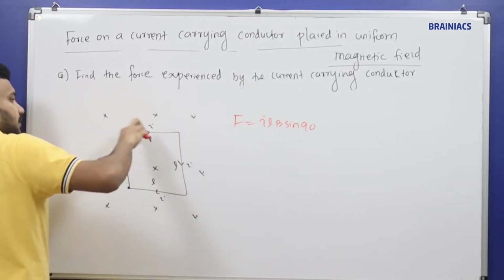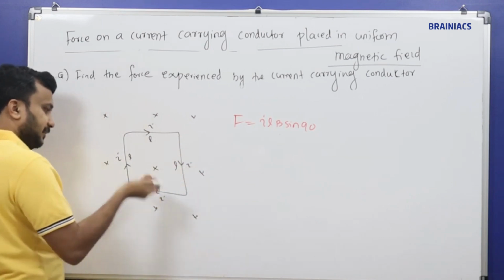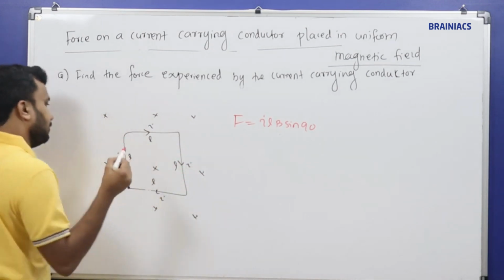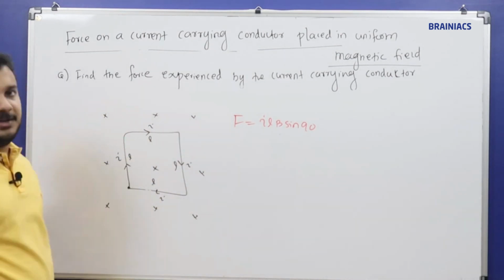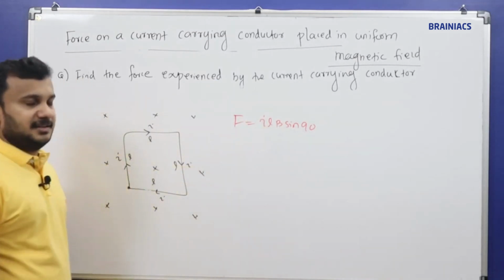The closed loop is like this, and the magnetic field is into the board. Length and magnetic field, length and magnetic field, every side is into the board. Sine 90. Everywhere the length makes 90 degrees with the magnetic field, so sine 90.